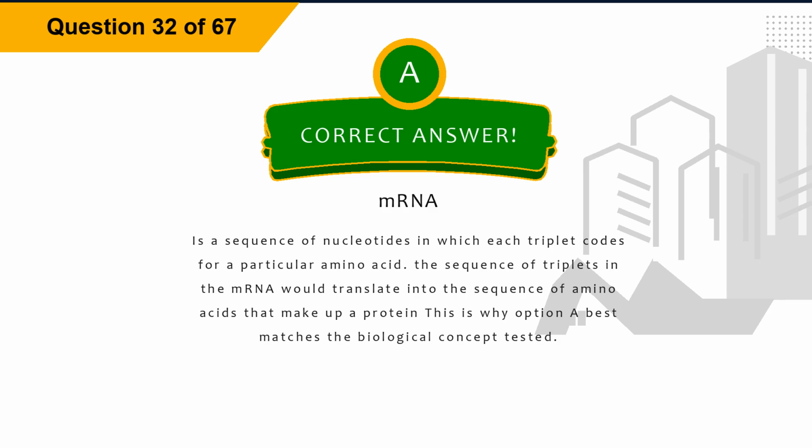mRNA. Explanation. mRNA is a sequence of nucleotides in which each triplet codes for a particular amino acid. The sequence of triplets in the mRNA would translate into the sequence of amino acids that make up a protein. This is why option A best matches the biological concept tested.